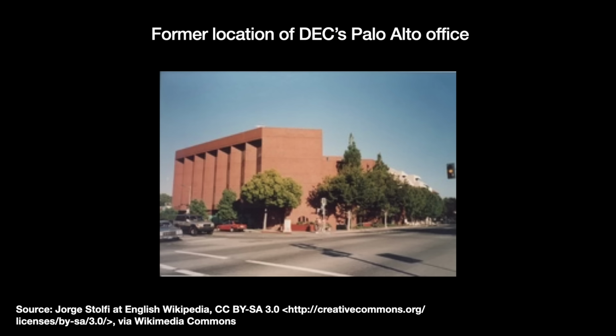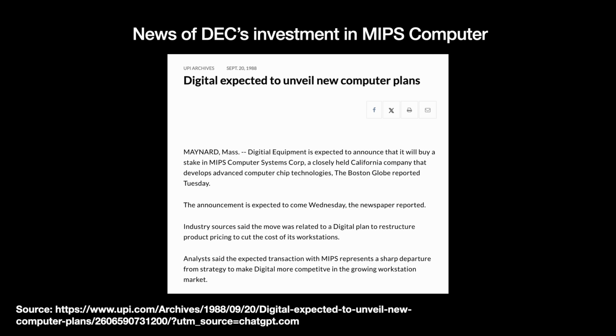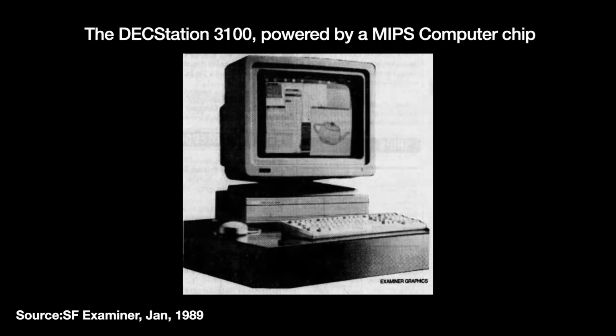So Olsen and his team traveled to MIPS headquarters in Sunnyvale for due diligence. The meetings went well. Thus, in September 1988, DEC announced that it invested in MIPS Computer to form an alliance. DEC then tapped MIPS for a new workstation product, the highly anticipated DECstation. Priced at $11,900 and said to be 10 times more powerful than a VAX, the DECstation 3100 was somewhat presumptuously anointed by its engineers as the Sun Killer.